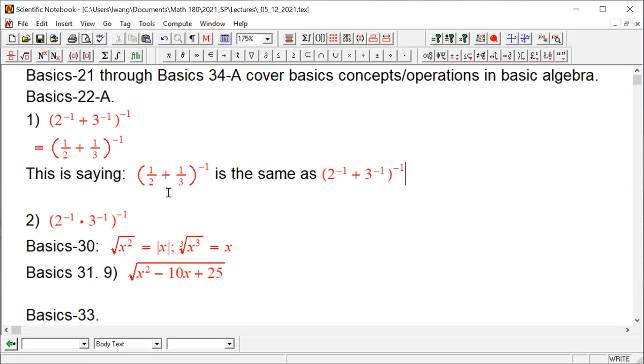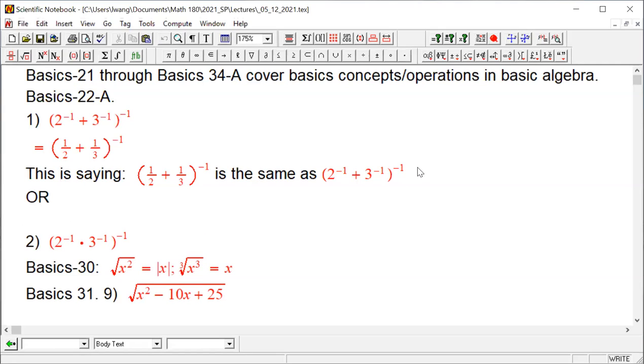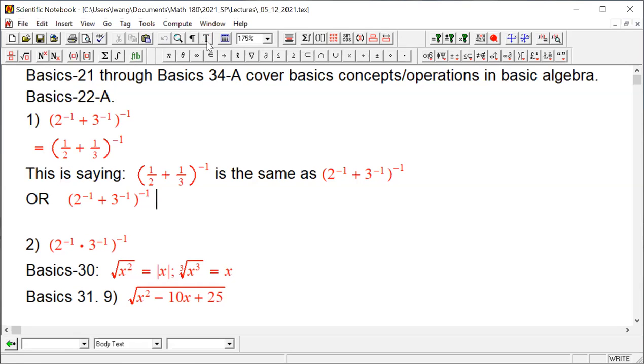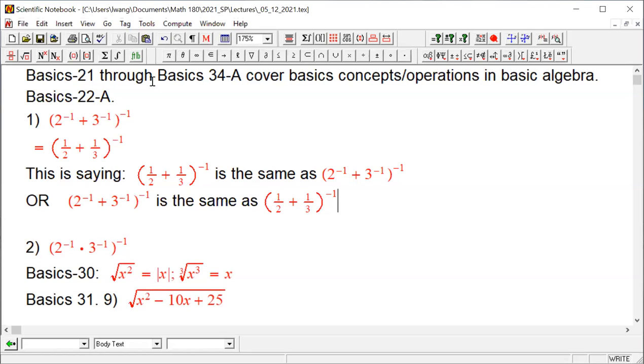Do you follow me? It is saying this one is the same as the next one. Or this expression is the same as the latter one, because that's the meaning of the equal sign. You follow me? So you don't write, when you write it this way, what does that mean?